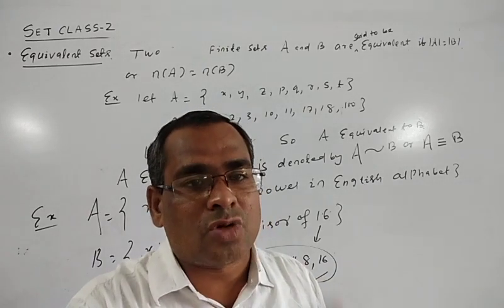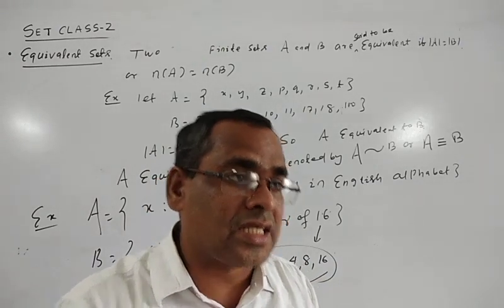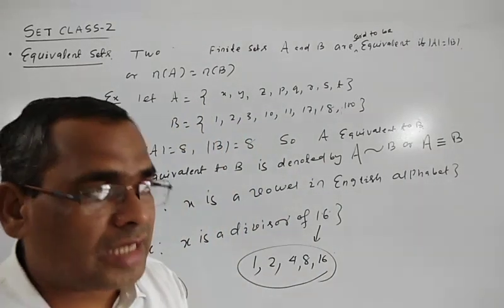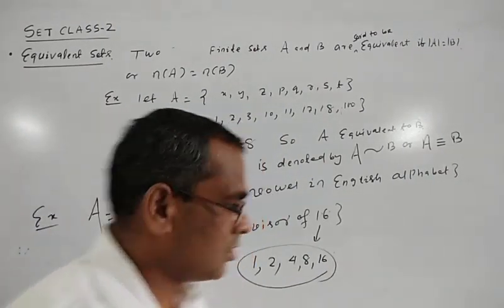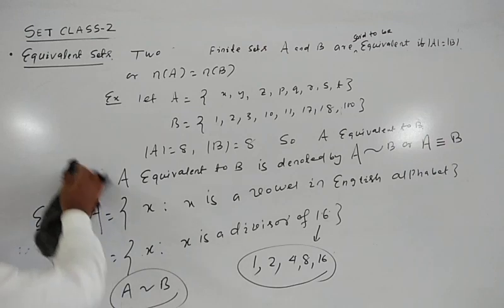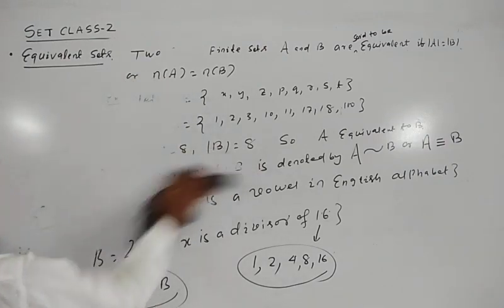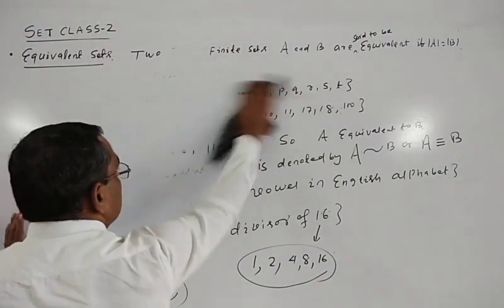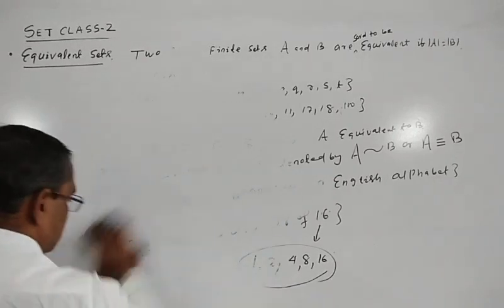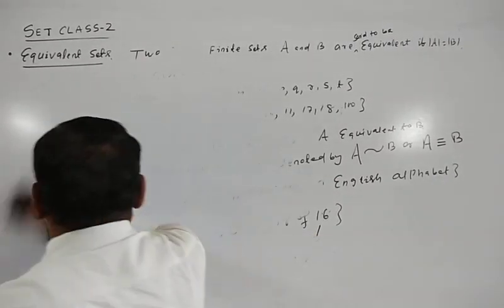There is a one-to-one relation established between the elements of these sets. Okay. So now we write a definition of equivalent sets for infinite sets.